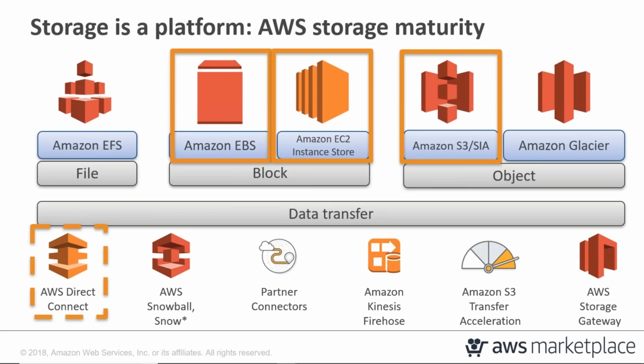In addition, some customers, depending on their needs, may utilize AWS Direct Connect, which gives you a connection directly from your data center or co-location facility to an AWS region with dedicated 1 or 10 gig bandwidth. We also offer several other services, as you can see here.